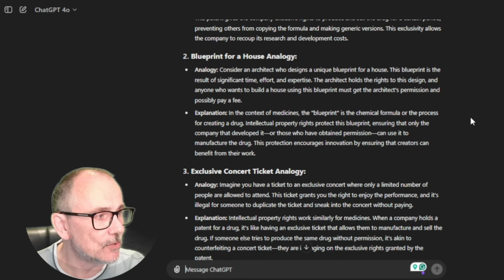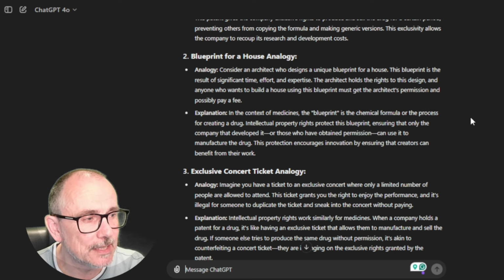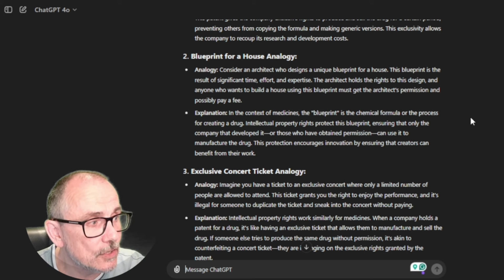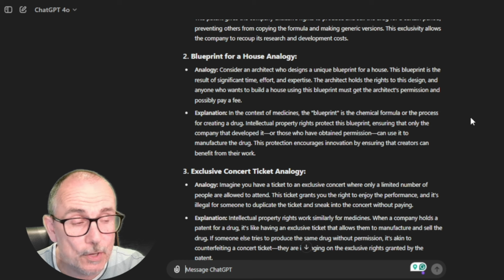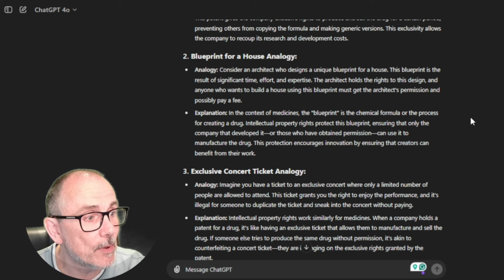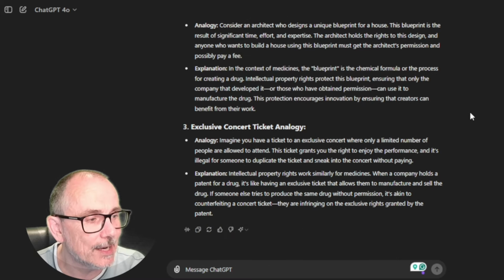Consider an architect who designs a unique blueprint for a house. This blueprint is a result of significant time, effort, and expertise. The architect holds the right to the design, and anyone who wants to build the house using this blueprint must get the architect's permission and possibly pay a fee. And then the exclusive concert tickets analogy.